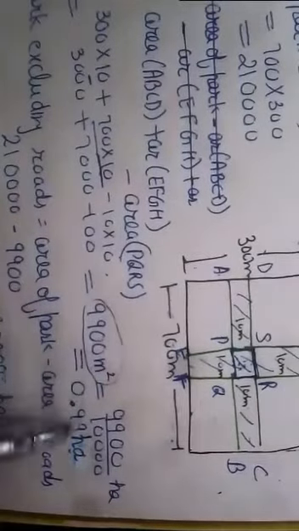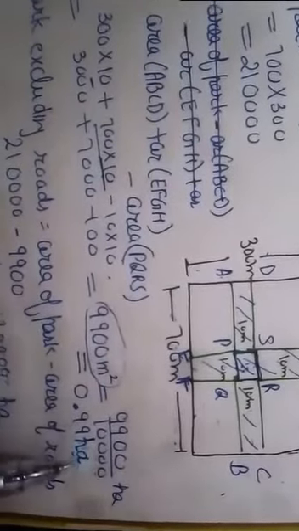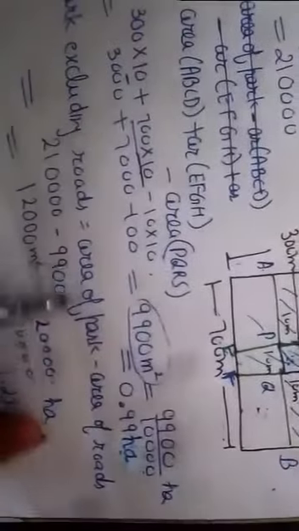So after subtracting we will get 9900 meter square, but we have to find the answer in hectares. As we know, to convert meter square into hectares we will divide by 10,000, so we will get 0.99 hectares. Similarly, now we have to find the area of park excluding the roads. How will we find it? We will find it by area of park minus area of roads.